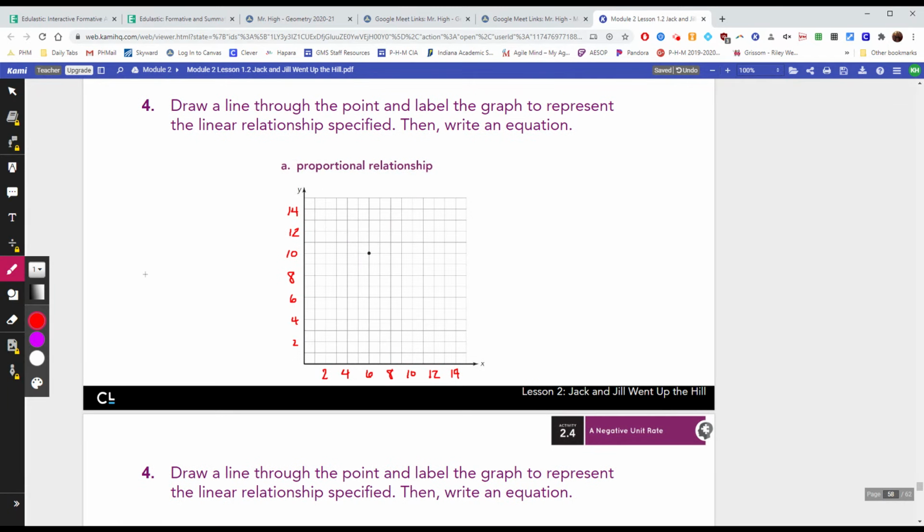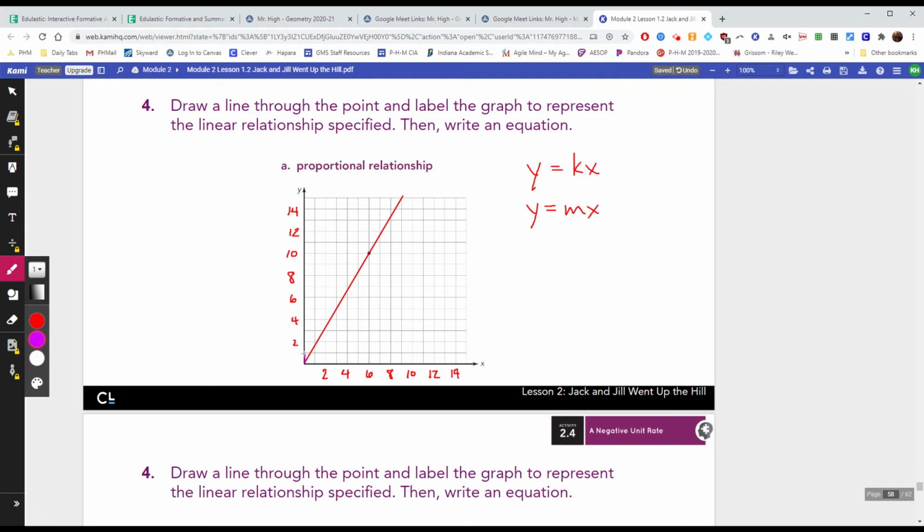Draw a line through the point and label the graph to represent the linear relationship specified, then write an equation. So we have to draw a proportional relationship through this point. So through that point, I know it also has to go through the origin if it is proportional. So I'm going to start at the origin and go through that point, and I'll end up right there. If it's proportional, then I know it's going to follow y equals kx or y equals mx. I just need to find the slope.